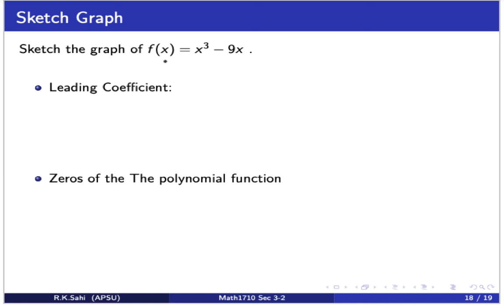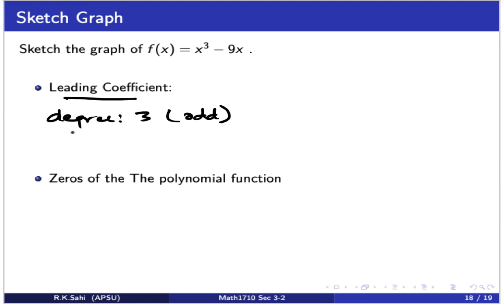When we are sketching, we would like to know the leading coefficient. The leading coefficient helps us see where the graph is rising and falling. To do the leading coefficient, what is the degree? The degree here is 3, which is odd. Okay, that means it will rise and fall.